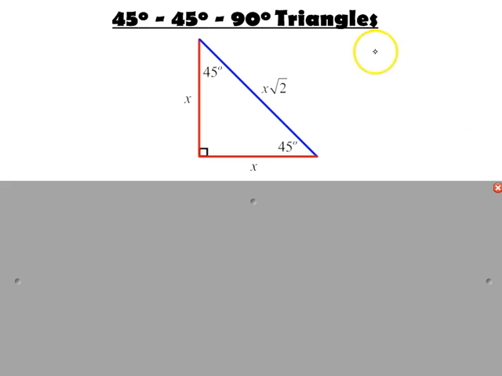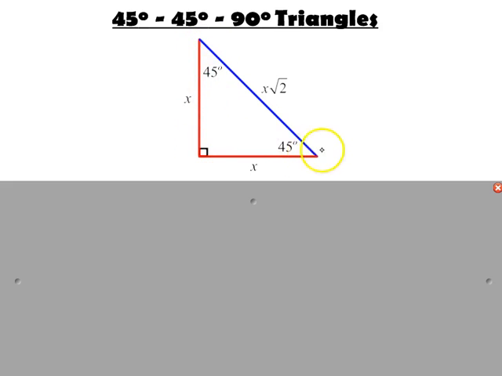Special right triangles. One special type of right triangle is a triangle that has angle measures of 45 degrees, 45 degrees, and 90 degrees. So we call this a 45, 45, 90 triangle. And when you have these specific angle measures, the sides have a special ratio amongst them.